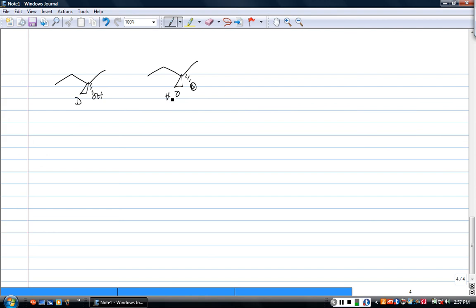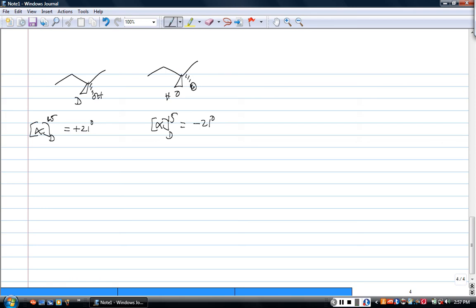And I don't know offhand, but let's say this compound had an alpha 15D of plus 21 degrees. I know that the alpha 15D of its enantiomer is going to be minus 21 degrees. In other words, the specific rotations of the enantiomers have the same number but different signs.